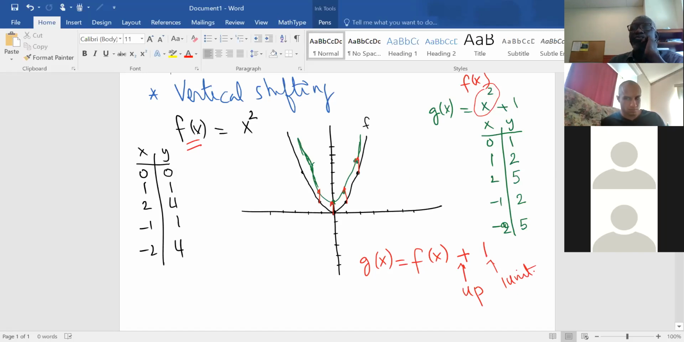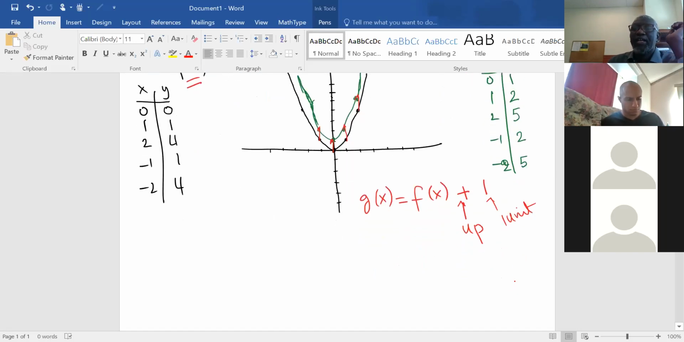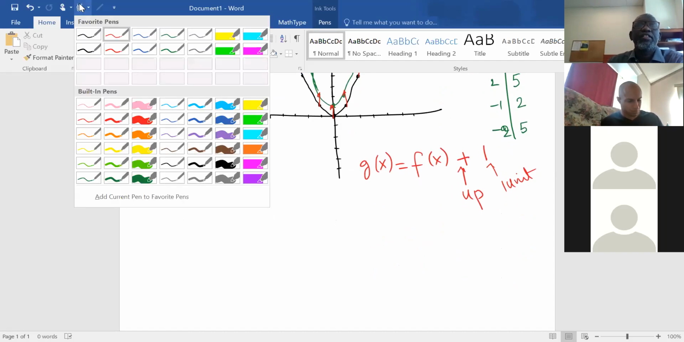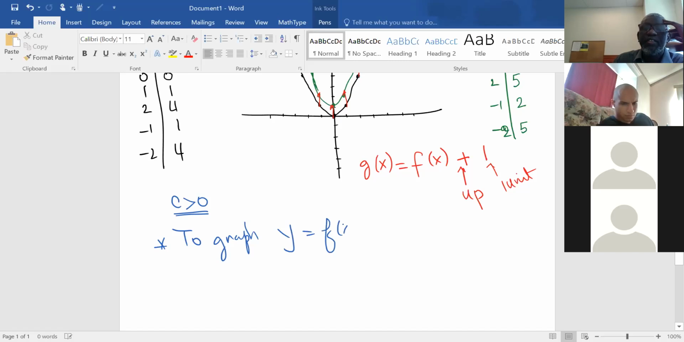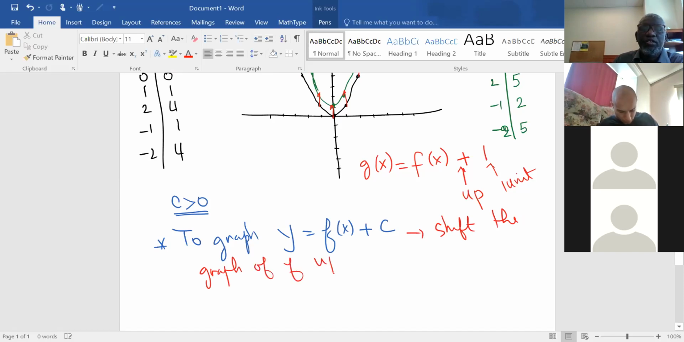If you want to graph f of x plus c, you have to shift the graph of f upward. So if c is positive, to graph y equals f of x plus c, what we would do is shift the graph of f upward c units, right?